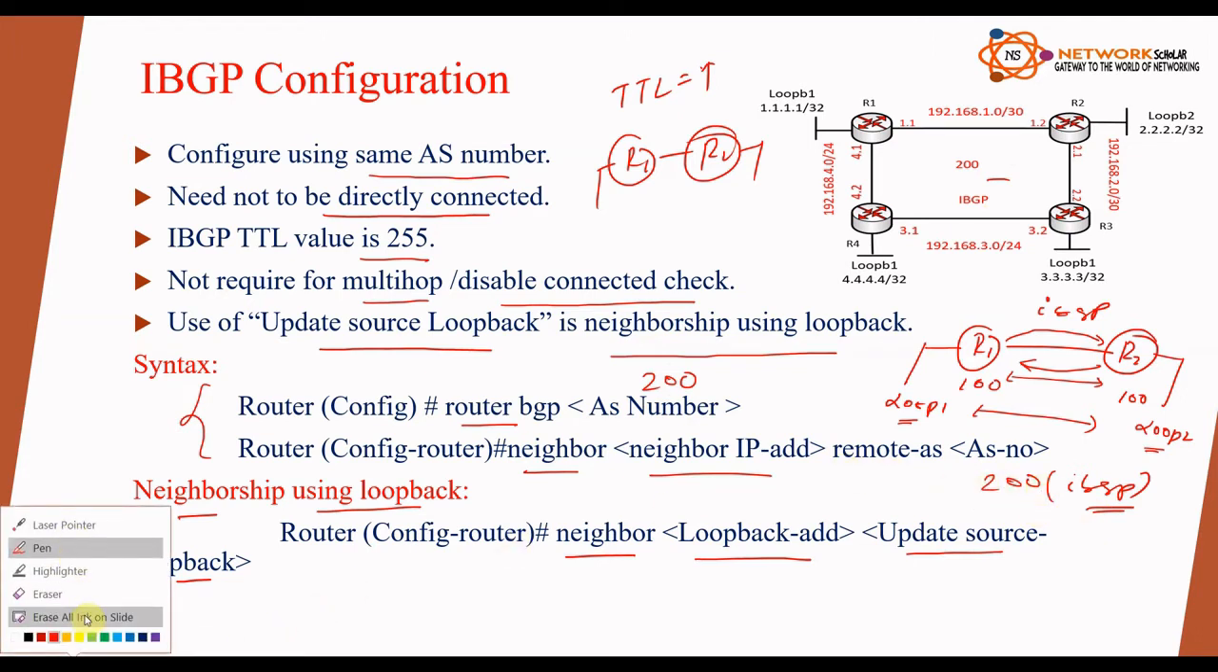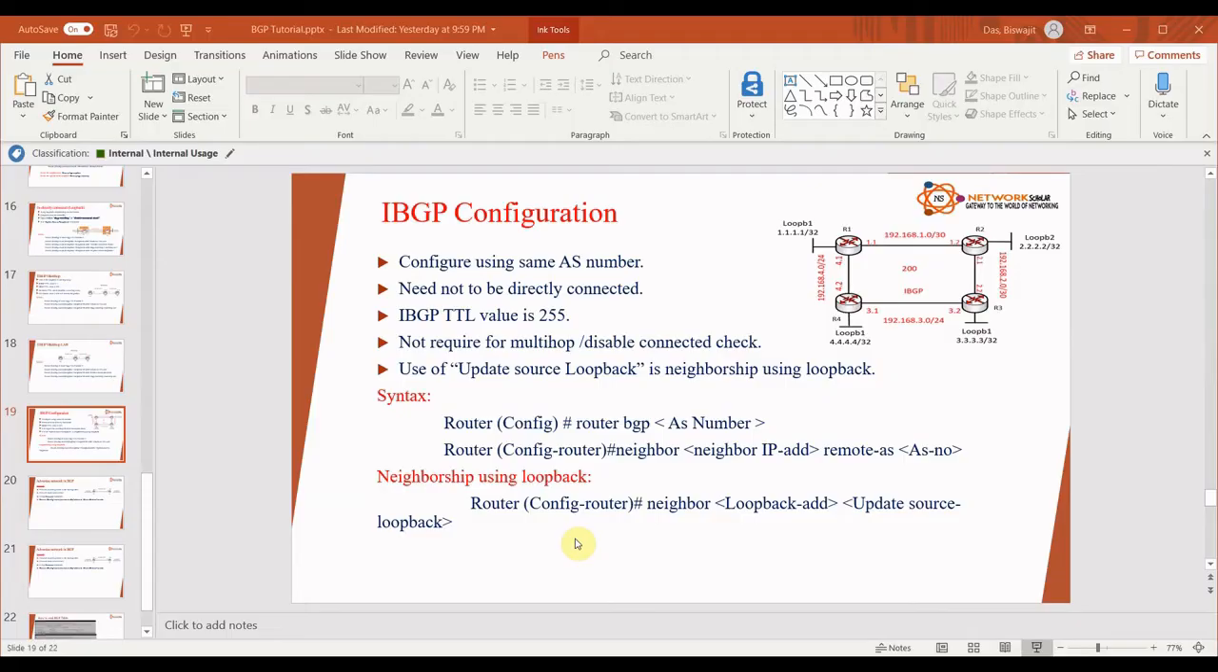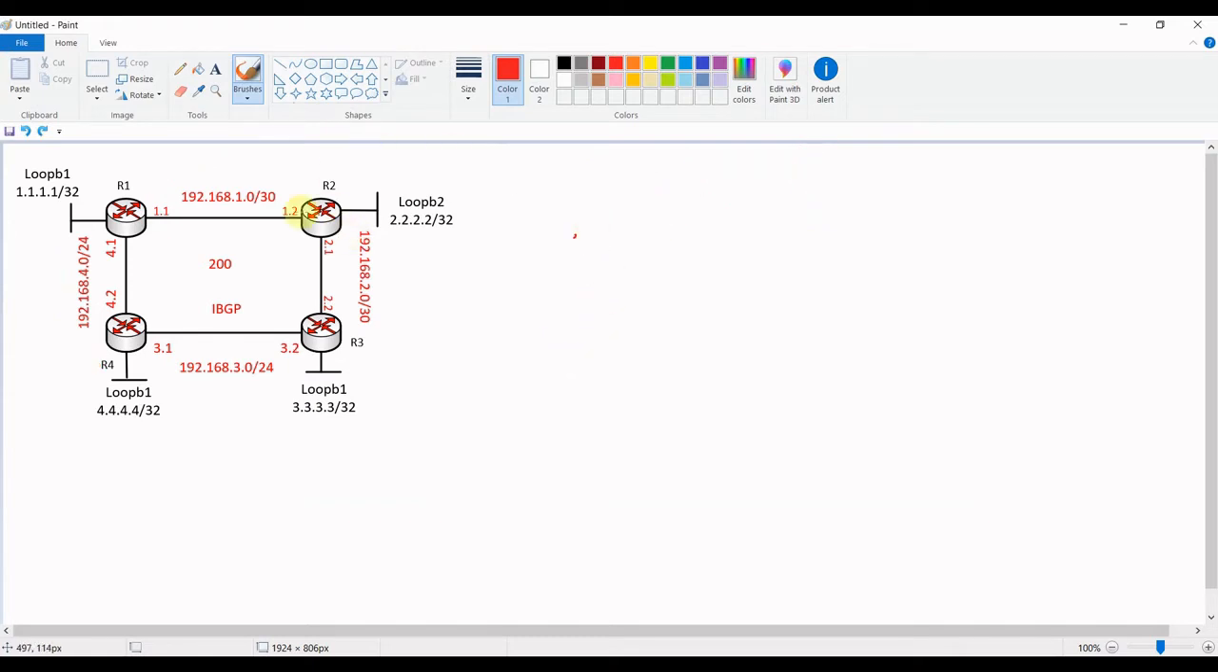Okay. So guys, let me take you to my practical screen where I will be using the same diagram, so you will be more clear about the configuration of iBGP. Okay, so let's see. This is the diagram that I have configured. We have R1, R2, R3 and R4, and these are the interfaces that we have configured between R1 and R2, R2 and R3, R3 and R4, and R4 and R1.